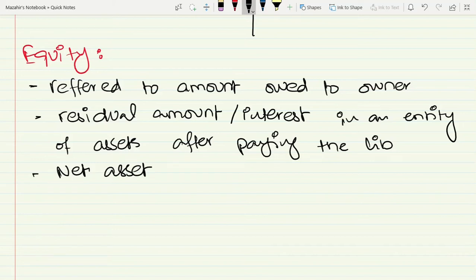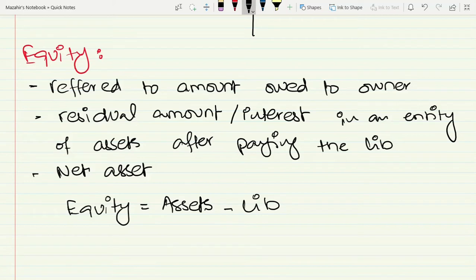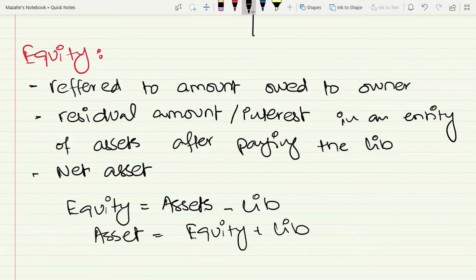So the definition of equity gives us the accounting equation. Equity is equal to assets minus liability, or another way of putting this equation is that assets is equal to equity plus liability. This equation is referred to as the accounting equation, and as we discussed earlier, this gives us the basics for our double entry concept, that is the concept of duality, and also the basis for the formation of the statement of financial position.